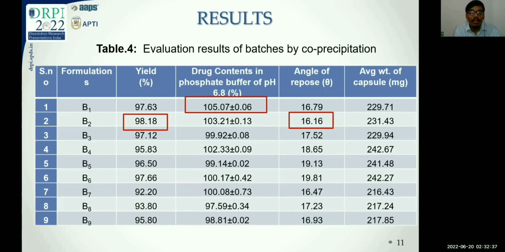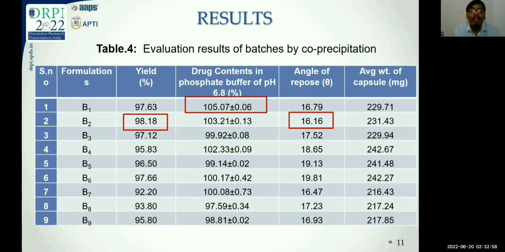Coming to the results. These are the evaluation methods of different formulations. The batches B1 to B3 are prepared using the excipient aerosol, batches B4 to B6 are prepared using urea, and batches B7 to B9 are prepared using PVPK30.